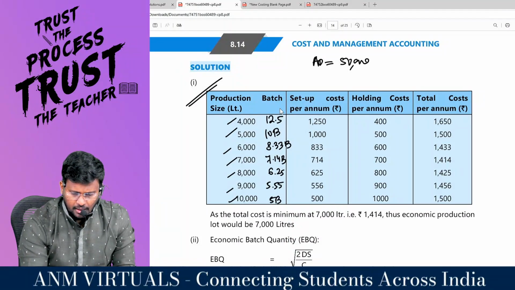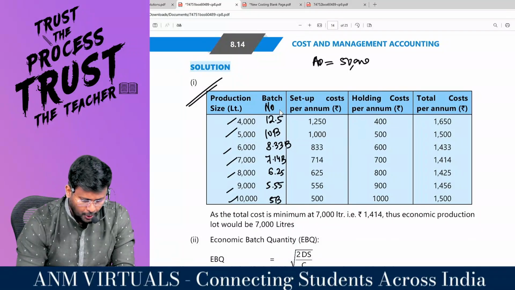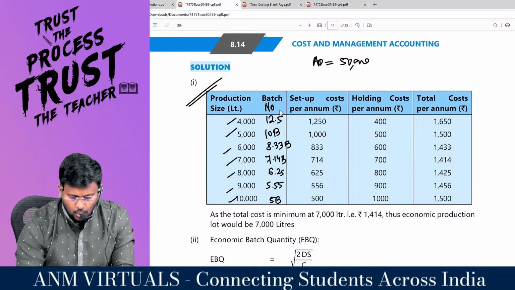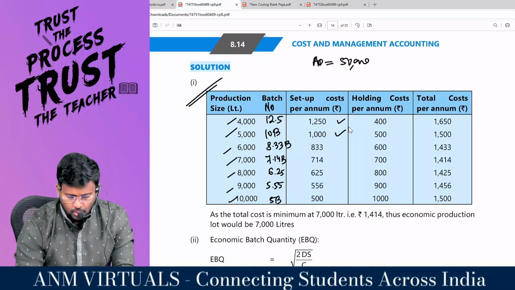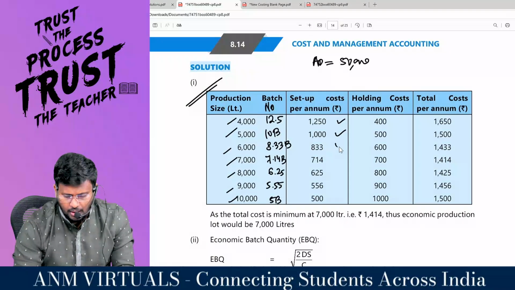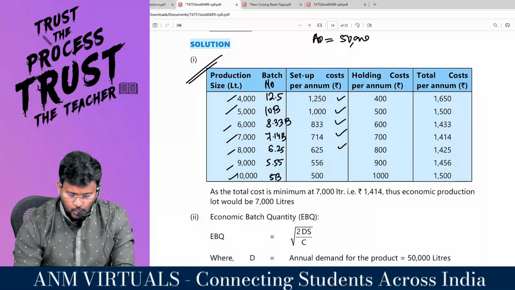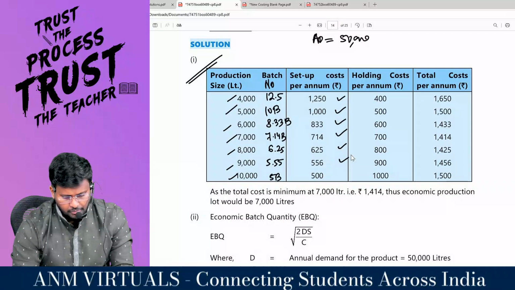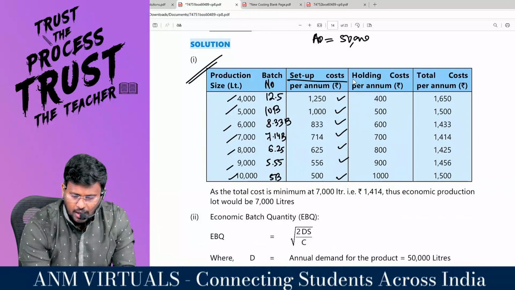I am having the number of batches here as working note, right, sir? Calculator man, 12.5 into 100 comes to 1250. Able to match it, sir? 10 into 100 comes to 1000. 8.33 into 100 comes to 833. 7.14 into 100 comes to 714. 6.25 into 100 comes to 625. 5.55 into 100 comes to 556. And 5 into 100 comes to 500. I have finalized the setup cost.